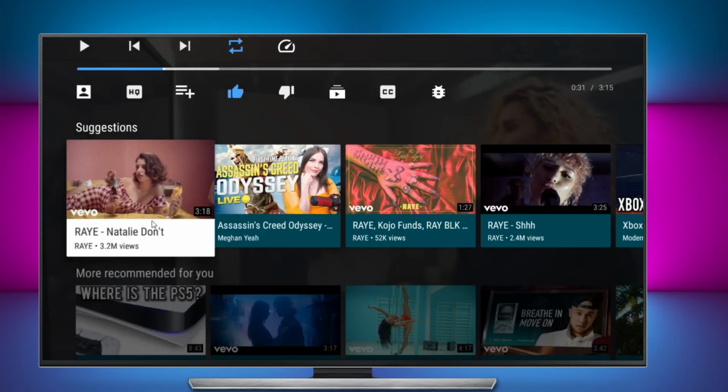And these were some of the solutions that can help you to get your Smarttube back up and running on your device.